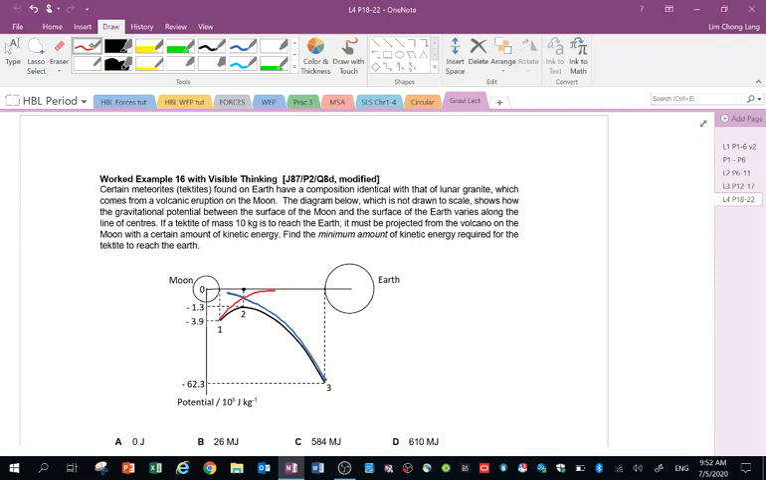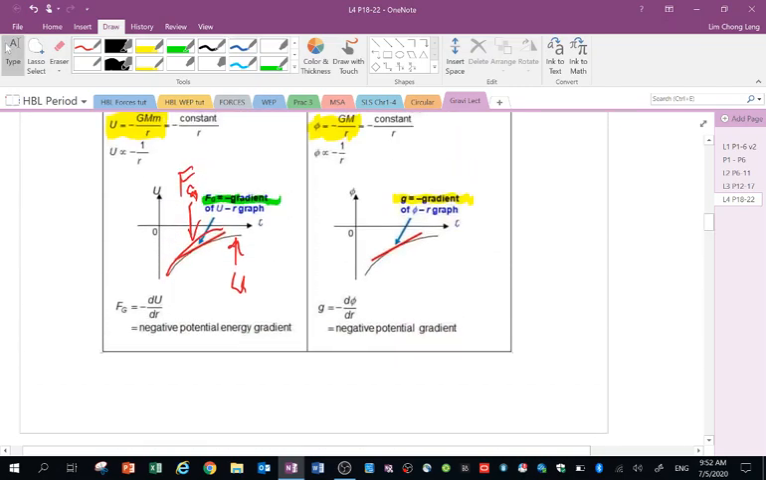The red one is actually the graph of phi m, that is the potential of moon, which is actually proportional to negative 1 over r, right? And then the blue one, okay, this blue one is actually the potential graph of the Earth, okay? So they curve in this manner because of the shape of the graph here, okay? So let me erase some of these so that it will not complicate things. Let me get a bigger eraser. So let me erase this.